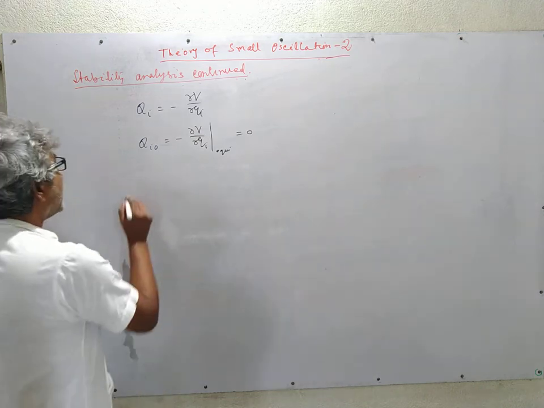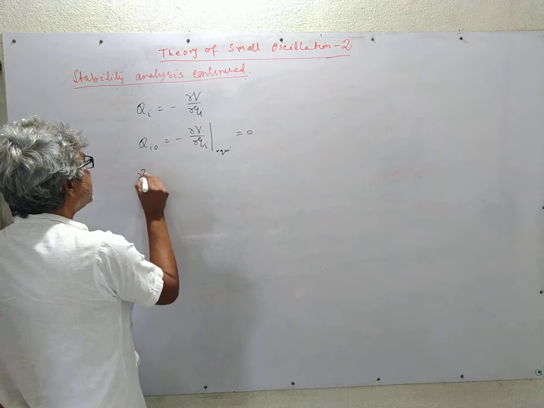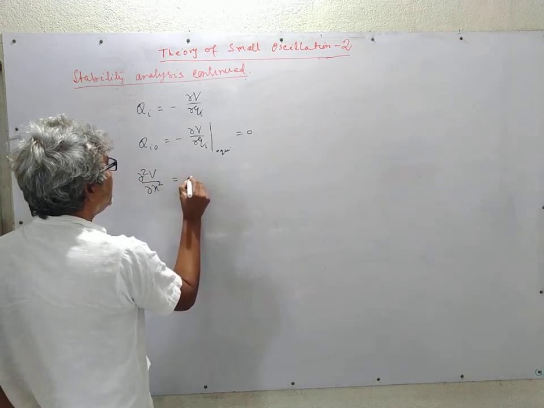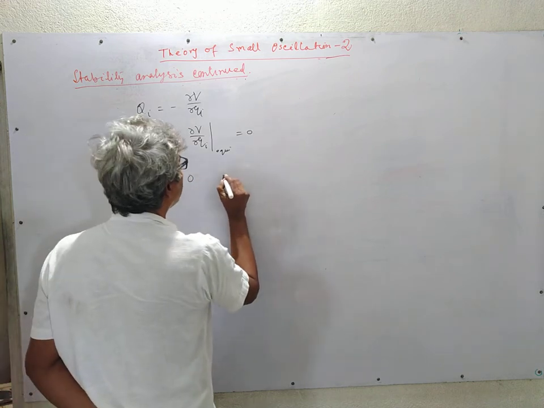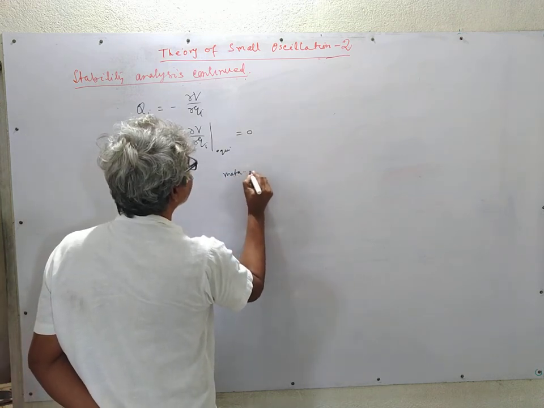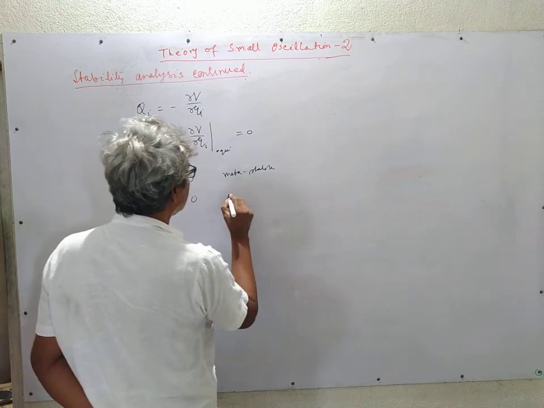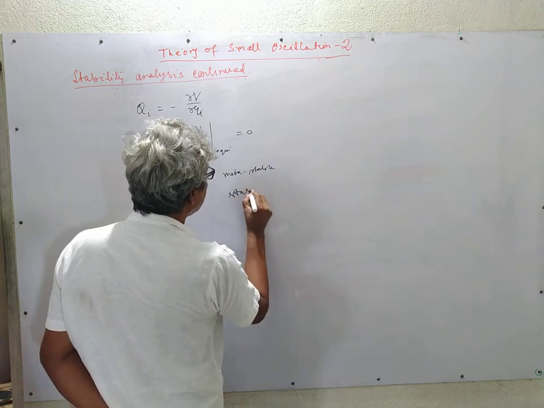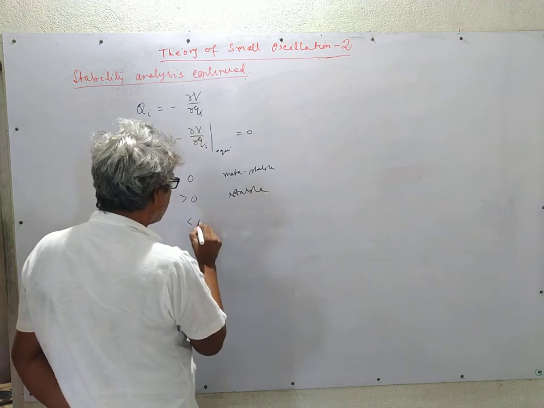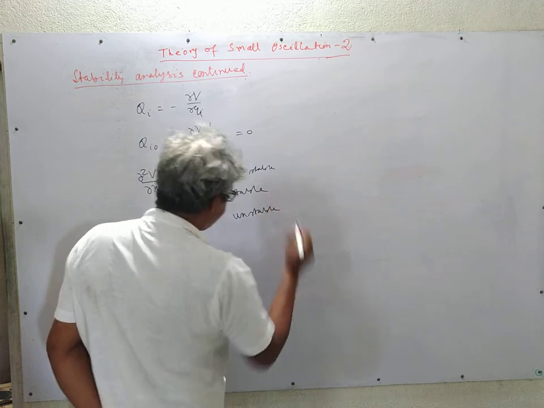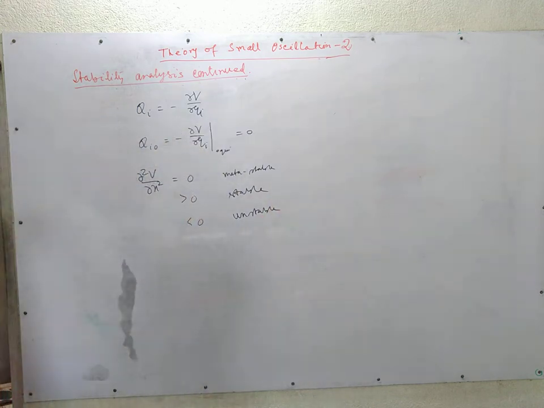As we know, for a one-dimensional problem, if del 2V, del x2 is equal to 0, then it is a neutral or metastable equilibrium point. If it is greater than 0, then it is a stable equilibrium point, and if it is less than 0, it is an unstable equilibrium point. And for a neutral equilibrium point, the potential remains constant all along.